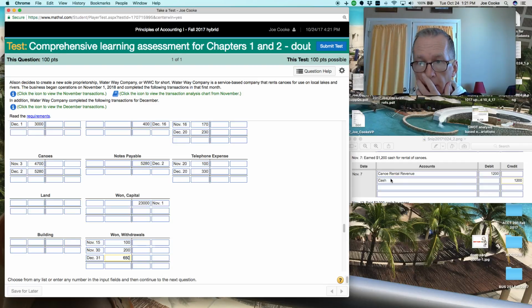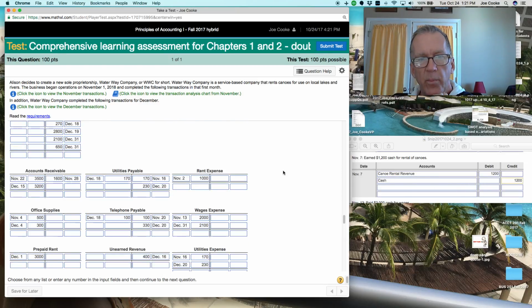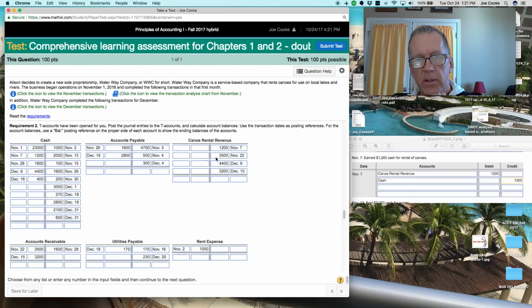Now I did find one entry. This is the entry that I made on November 7th. And when I went to post it, I noticed that I was posting a debit to a revenue account. And revenue accounts are always credits. A debit would be a refund or something, but this was just earned 1,200 cash. So I wrote this one backward and caught it when I was posting, corrected it.